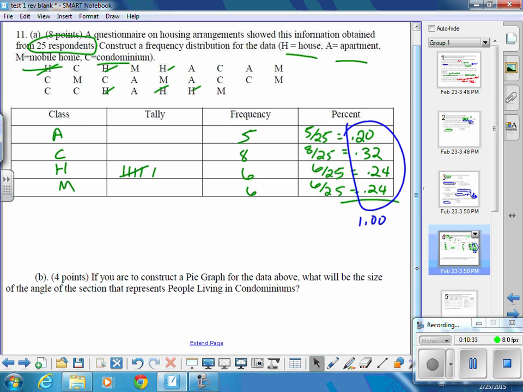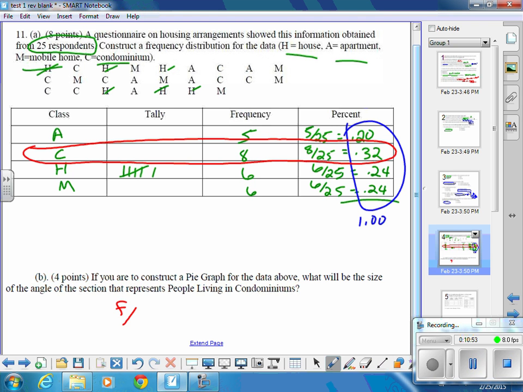The next part says, if you were to construct a pie graph for the data, what will be the size of the angle that represents people living in condominiums? So we're talking about C. Well, the formula for this is going to be your frequency out of your total, that's n, times 360. Why 360? Because we're talking about a pie graph. What's a pie graph? A circle. Okay, so my frequency is 8 out of 25 times 360.